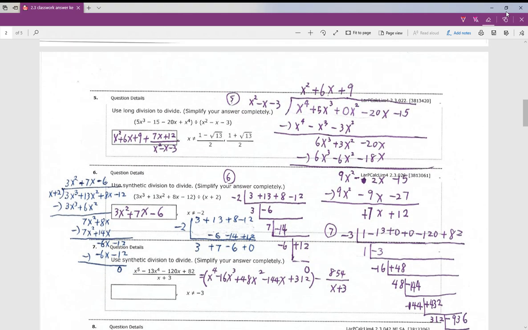Number 8. This is long division again. So same thing, I show my work. I would like you to read it by yourself.